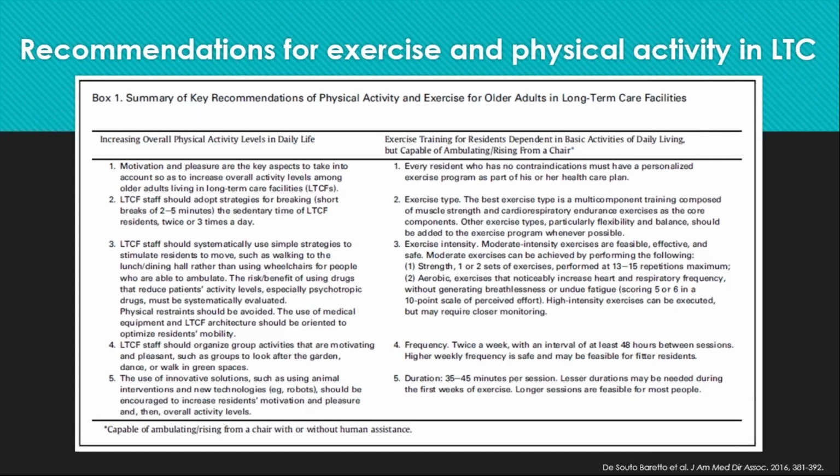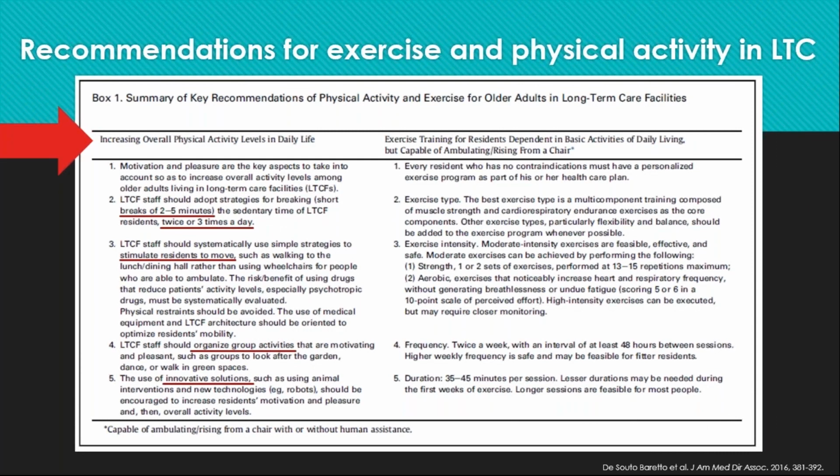And on the right, I just want to draw your attention to the fact that it's for residents who are capable of ambulating or rising from a chair. And if you read the little star at the bottom, it's rising from a chair and ambulating with or without human assistance. So I recognize it doesn't include people who aren't able to walk, but we'll talk about that a little bit later. All right, so we'll just focus in on the left-hand side first, so just overall getting people moving more.